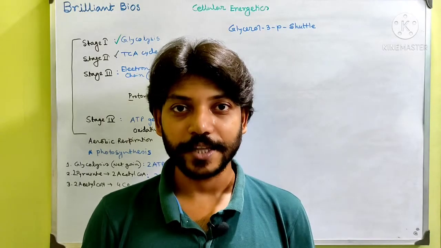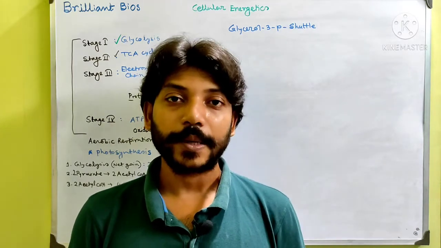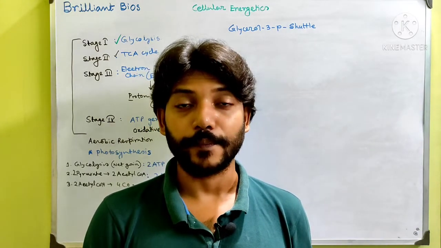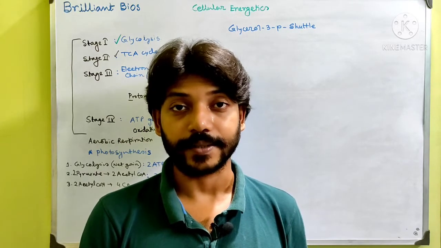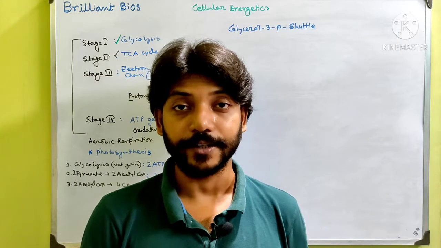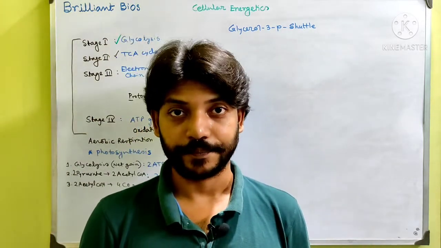Welcome dear students. In this video we are going to learn about the Glycerol-3 phosphate shuttle. In my previous video I have already discussed the malate aspartate shuttle, and in that video I mentioned that this shuttle actually occurs in the cardiomyocytes and liver. Now this Glycerol-3 phosphate shuttle actually occurs in the skeletal muscles.